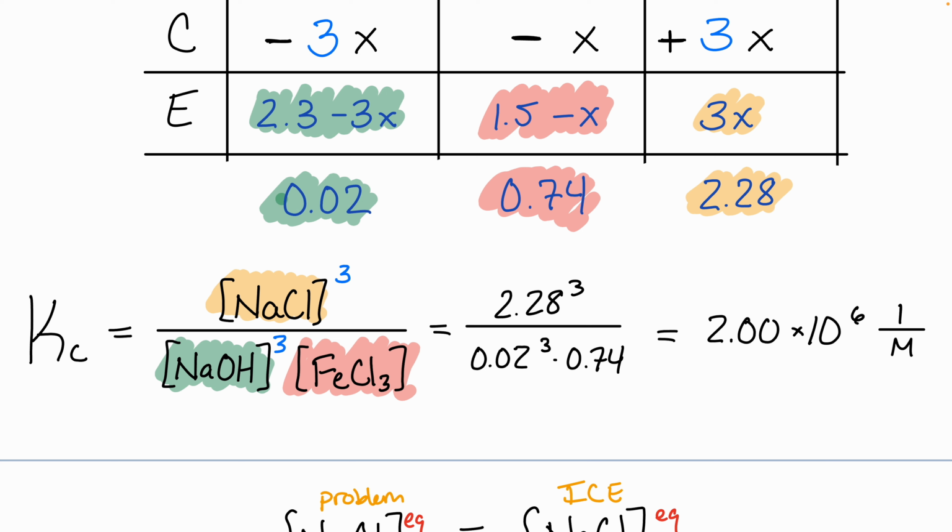Okay, so what can we say about this chemical reaction in terms of what it favors based on the value of that equilibrium constant? Favors the products strongly or weakly? Strongly favors the products.